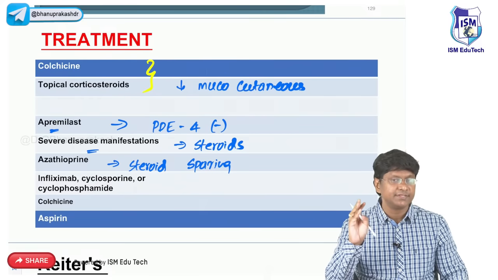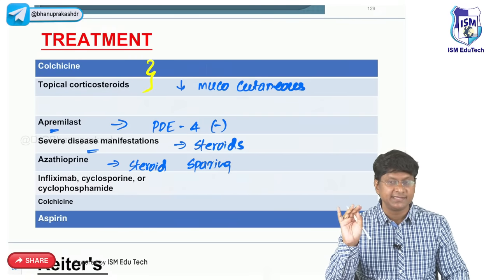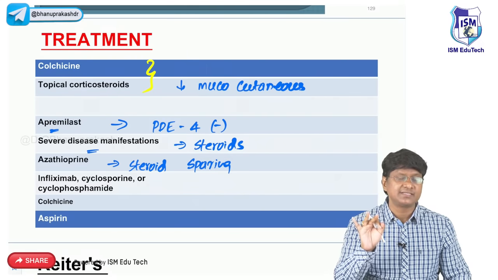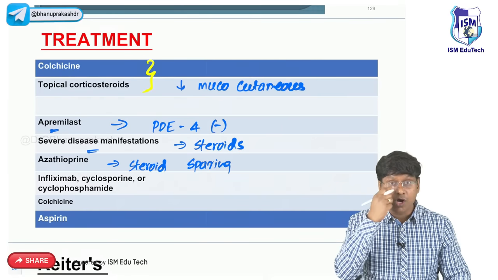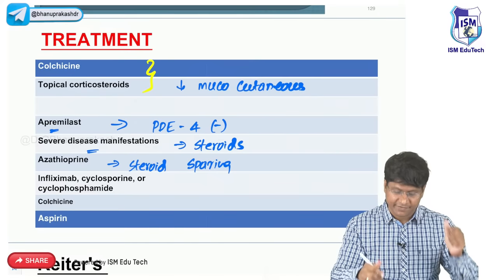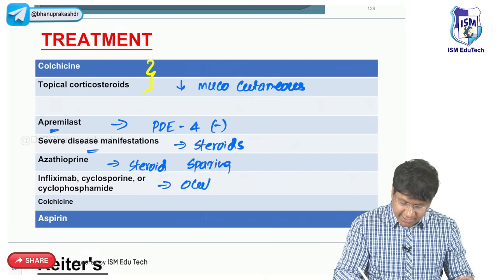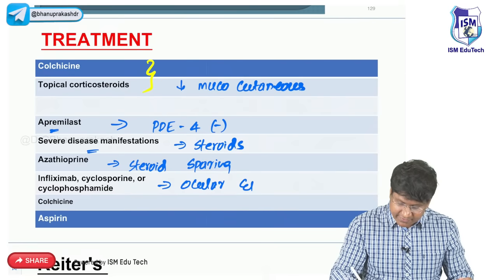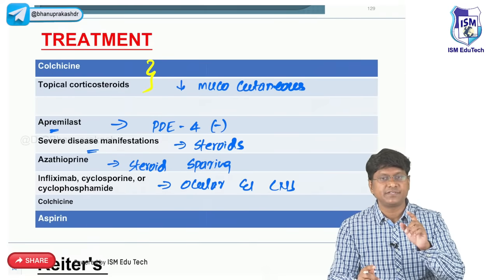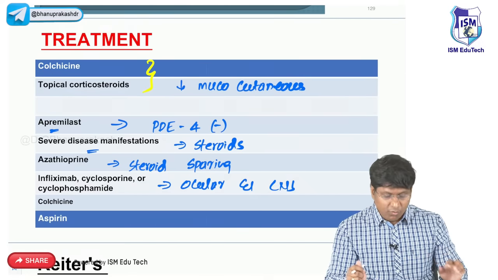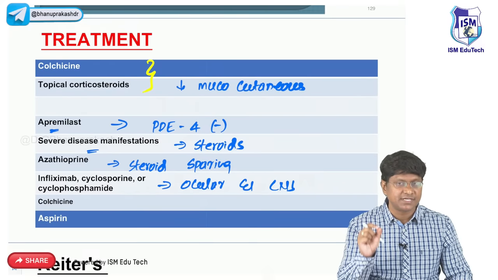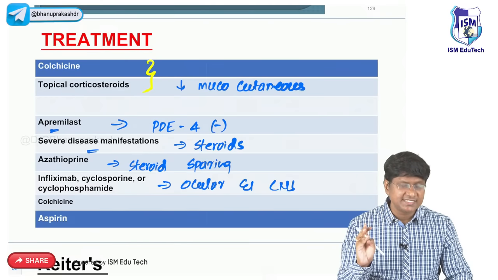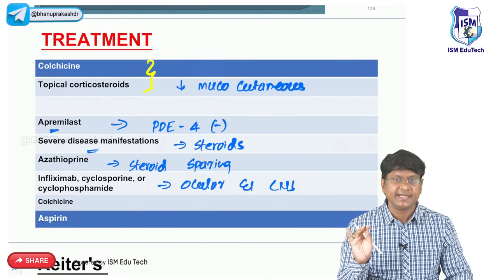And the other drugs are infliximab, cyclosporine, and cyclophosphamide. These three drugs are indicated for severe ocular and central nervous system manifestations. So whenever there is ocular and central nervous system involvement, what is the ocular manifestation we have discussed? Anterior and posterior uveitis. What is the central nervous system manifestation we have discussed? That is sterile meningitis, cranial nerve palsy, and even seizures.